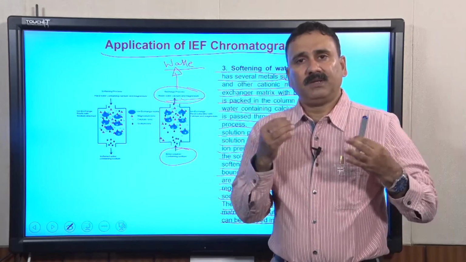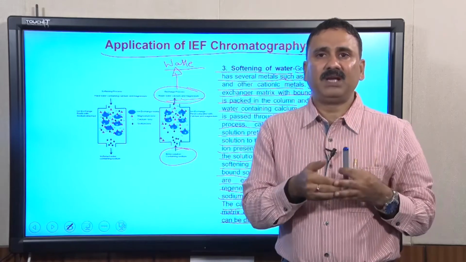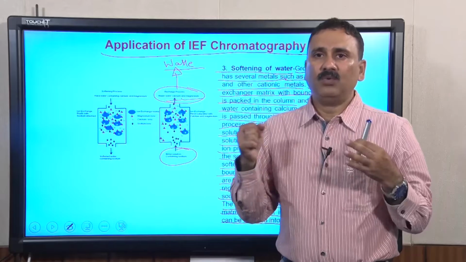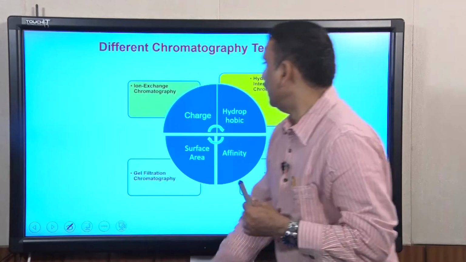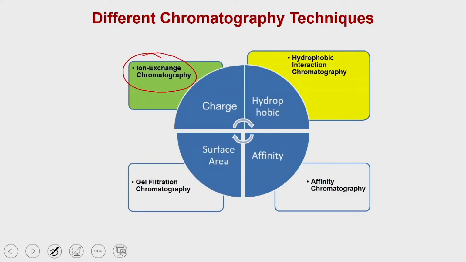And so, this is all about ion exchange chromatography and its application in biotechnology related processes. Now, let us move on to the next chromatography. We are already done with ion exchange chromatography in terms of the mechanism, the principle, how to operate it, as well as its application. Let us move on to another technique, which is called hydrophobic interaction chromatography.